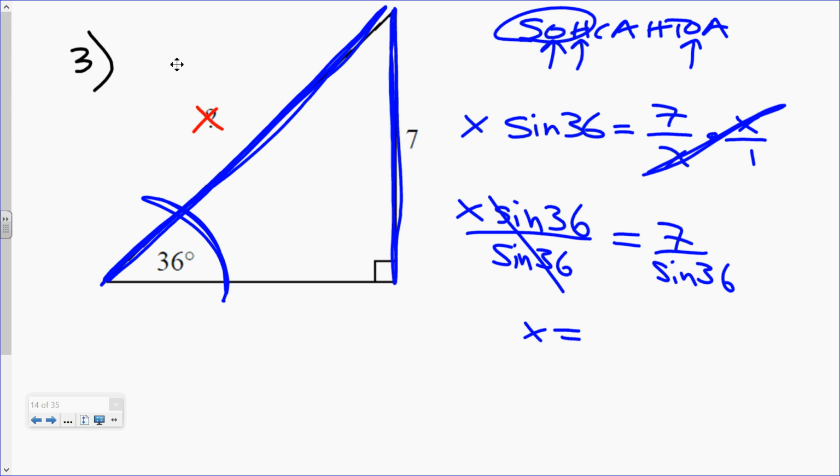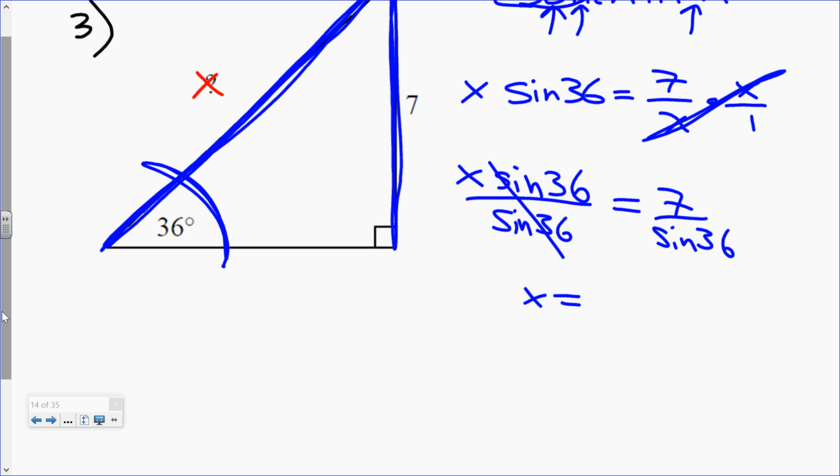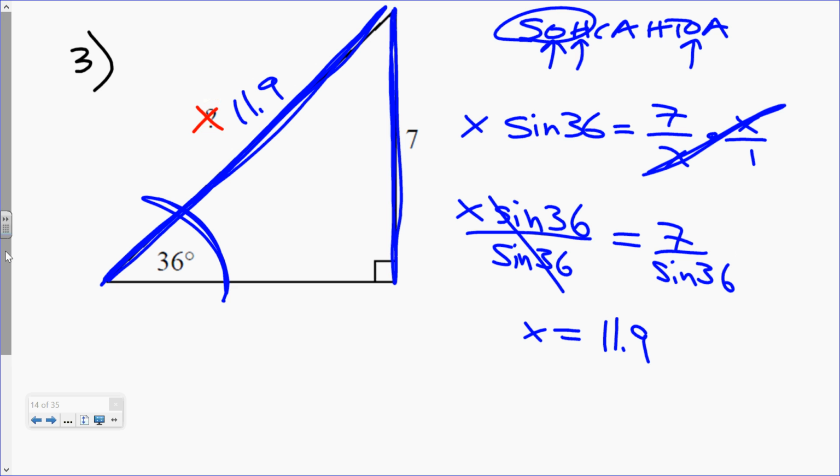Yay! Just type this in your calculator. 7 divided by the sine of 36, and then round to the nearest tenth. And we'll have solved for x, the hypotenuse. 11.9? Yeah. Sounds good to me. We solve for the hypotenuse again. Trigonometry is powerful.